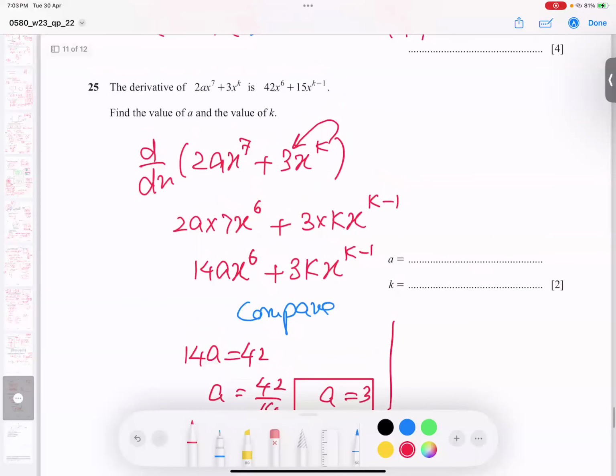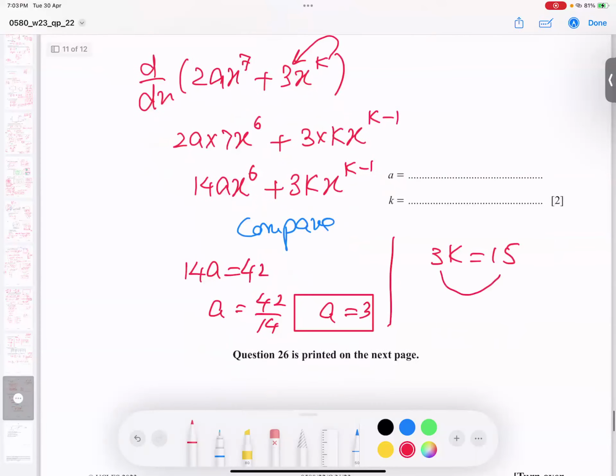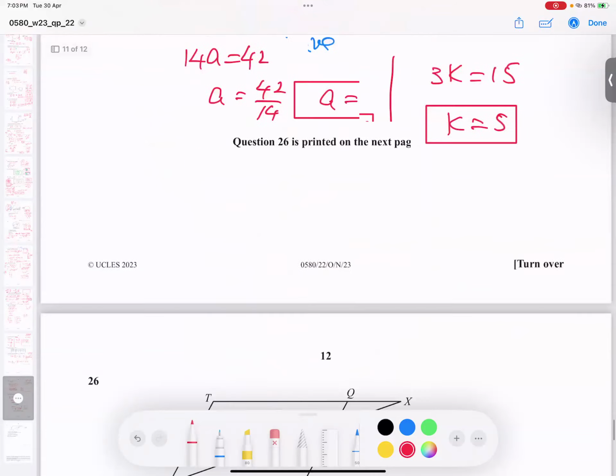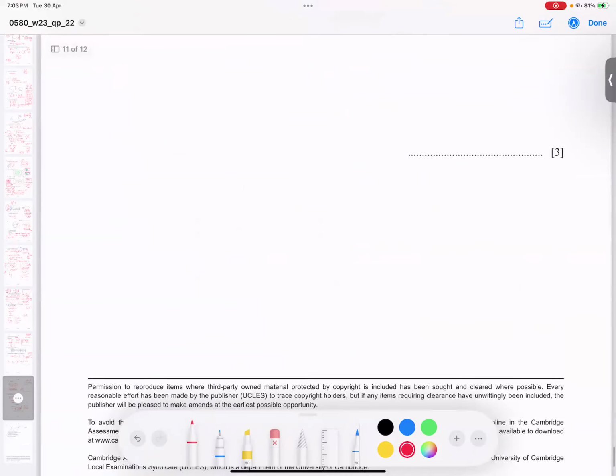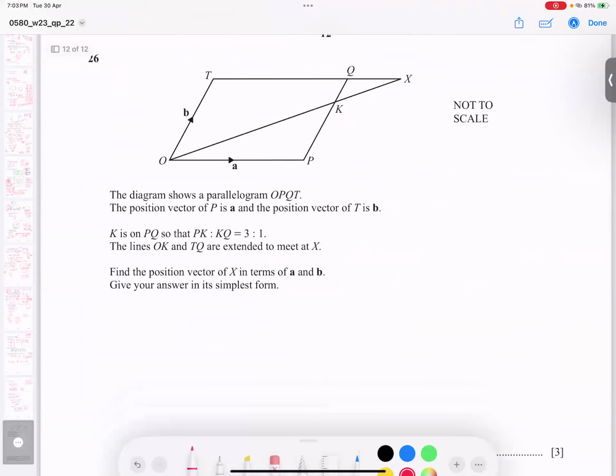How to get k? This coefficient, this 3k, and what is written here? 15. And they are equal to each other as well. So you will divide, and I get k value 5. Alhamdulillah Rabbil Alameen. I think the point is clear. And let's go for the last question of the paper.